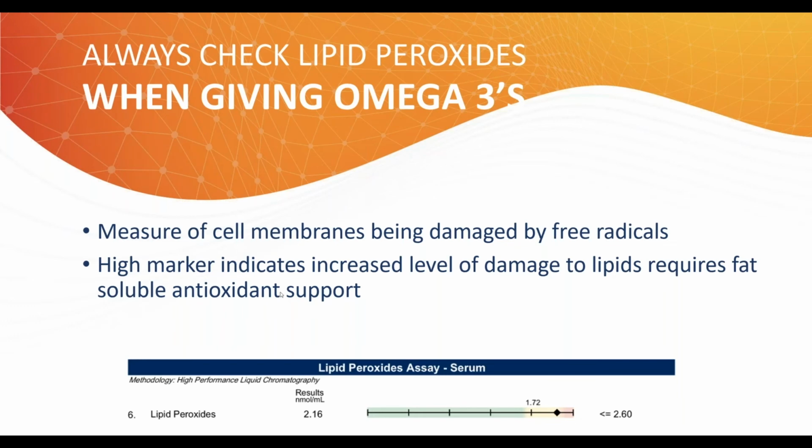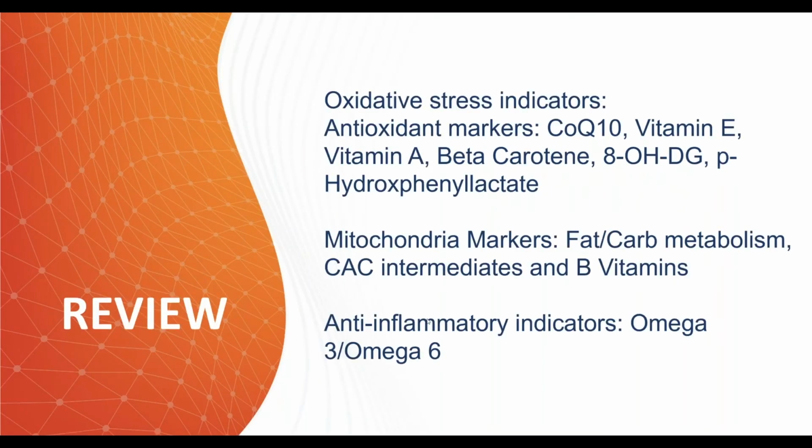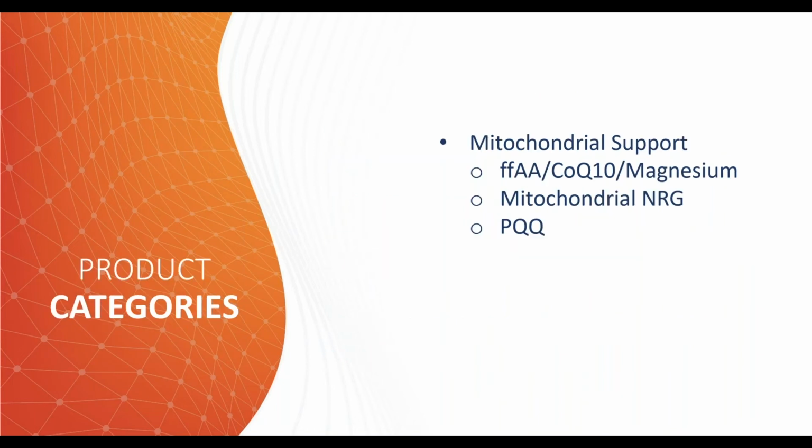So let's see here. Next page here, product categories. The anti-inflammatory indicators, you're going to either get 3s or 6s. 3s are fish oils, right? EPA, DHA. 6 means, in my world, I usually use GLA for omega-6. You could use evening primrose oil too, I guess.